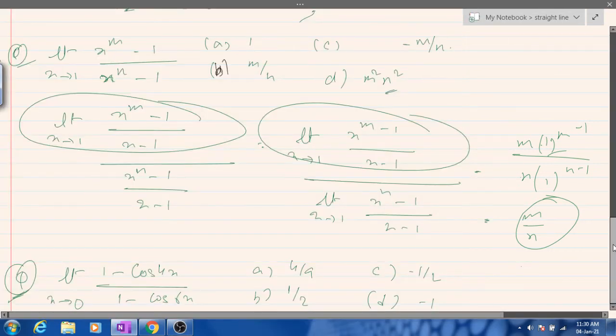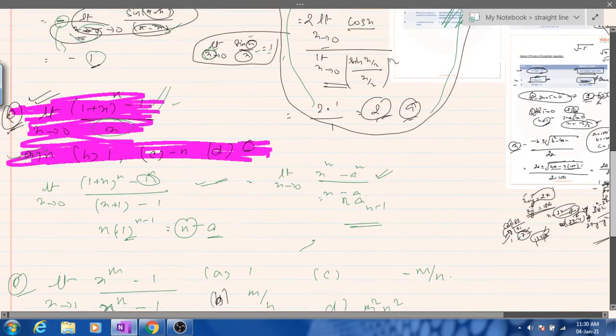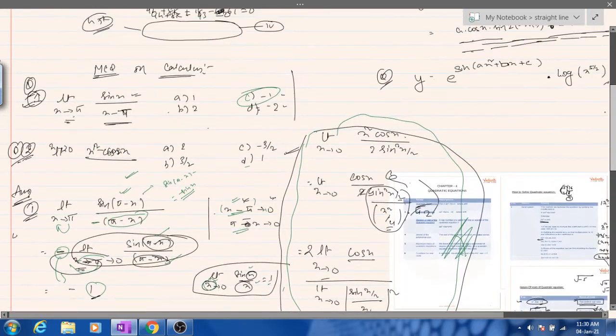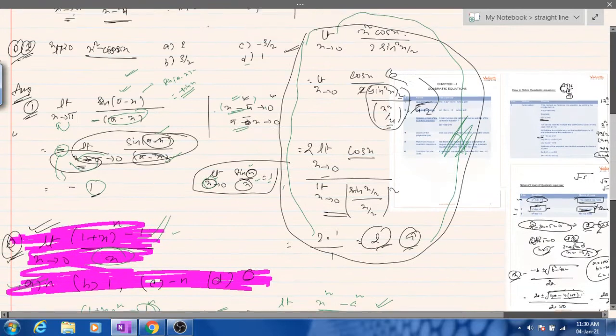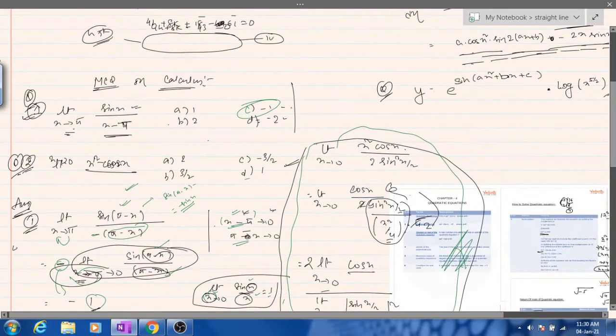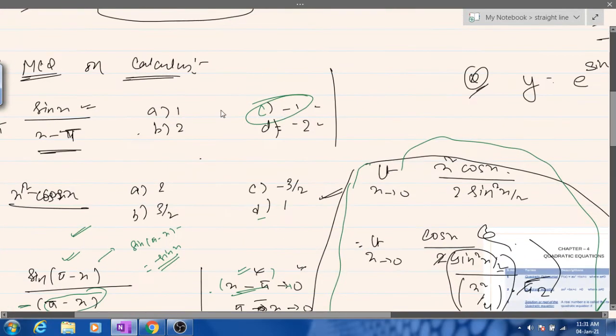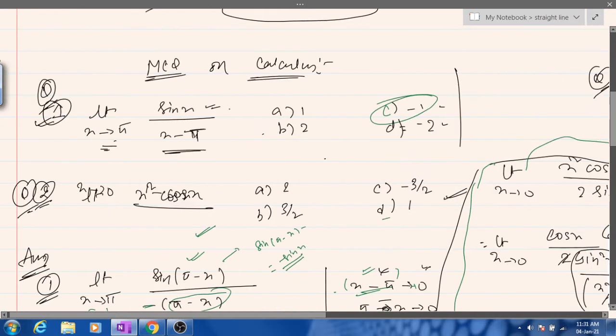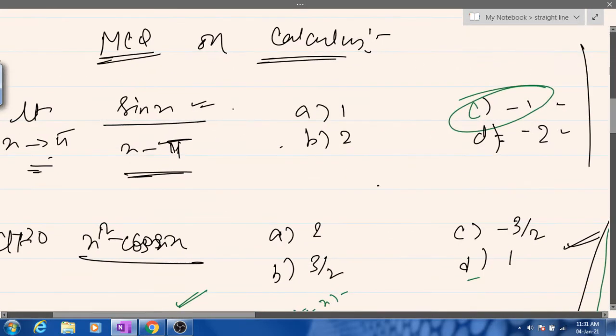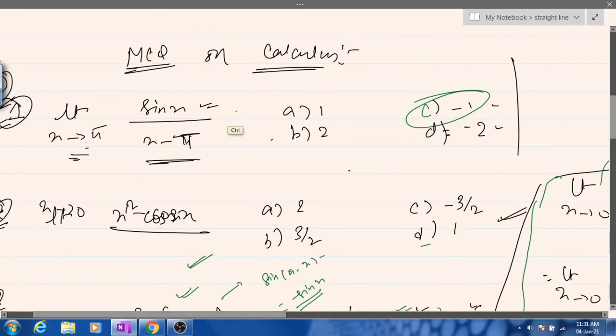So today we'll be doing the MCQs based on calculus. So there we go for your first MCQ. You take your time and solve this, and afterwards I'll be giving the solution for this thing.